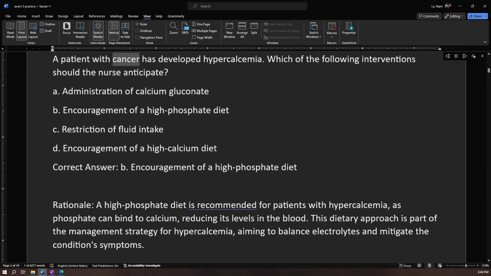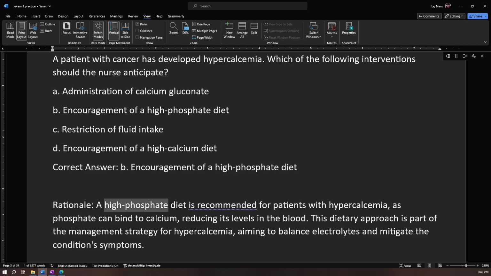A patient with cancer has developed hypercalcemia. Which of the following interventions should the nurse anticipate? A. Administration of calcium gluconate. B. Encouragement of a high phosphate diet. C. Restriction of fluid intake. D. Encouragement of a high calcium diet. Correct answer: B. Encouragement of a high phosphate diet.